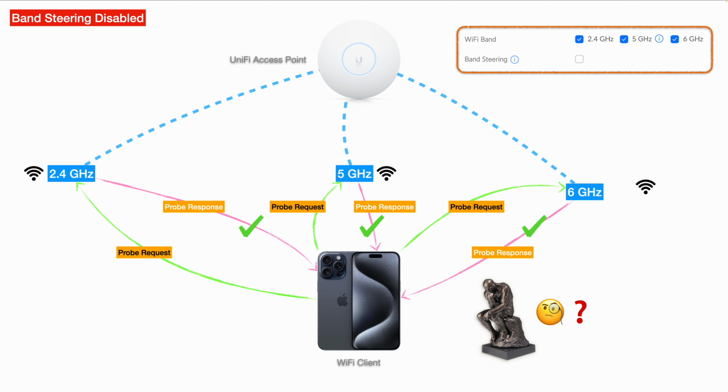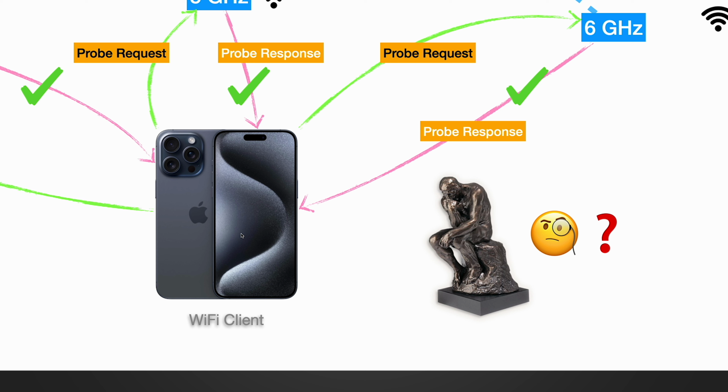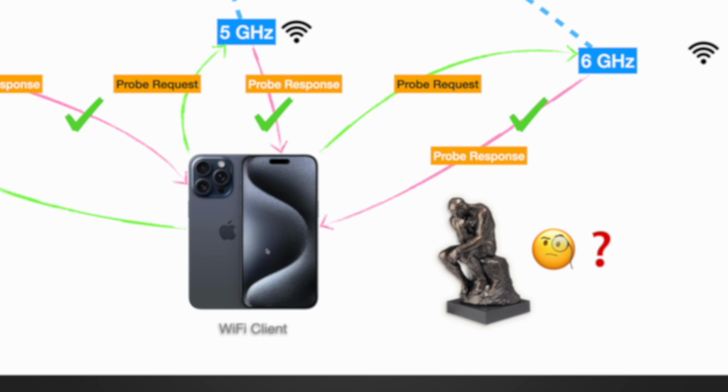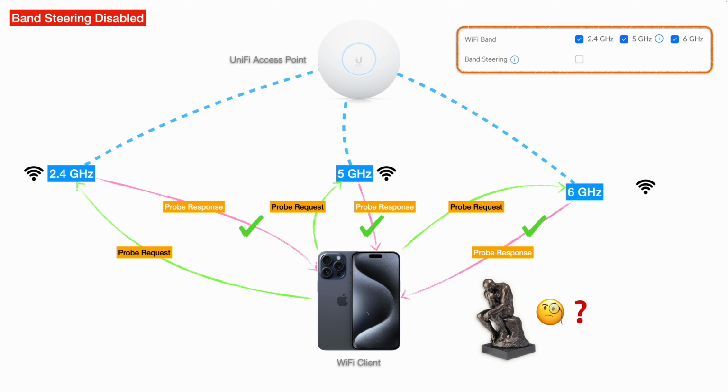After the scan is done, your Wi-Fi client will have all the information from all the channels it scanned. And now it is time for the Wi-Fi client to decide which channel, or which BSSID, to connect with. So this is how it works if you don't have band steering enabled. It's completely up to the Wi-Fi client to decide. In the real world, it may cause problems.